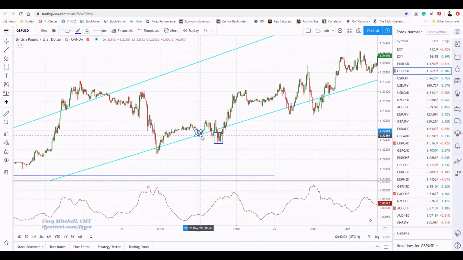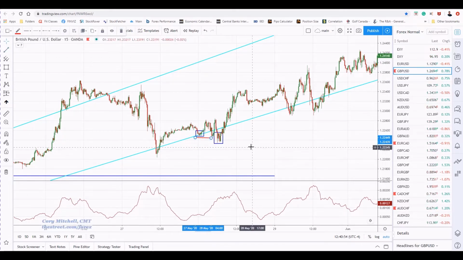Here's another one that might have been tempting to take. You may have got out with a small profit, but again, if it drops and then comes right back to your entry point, you can always get out and look for another entry. In this case, if you held on to it, you would have been stopped out because the stop would have been right below there. And that's okay.